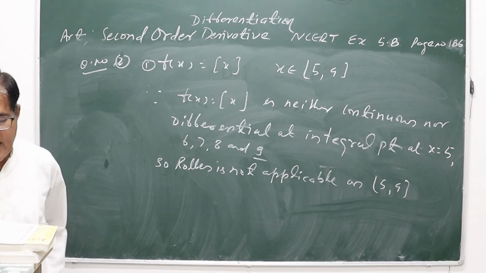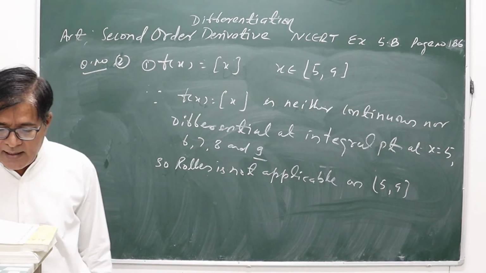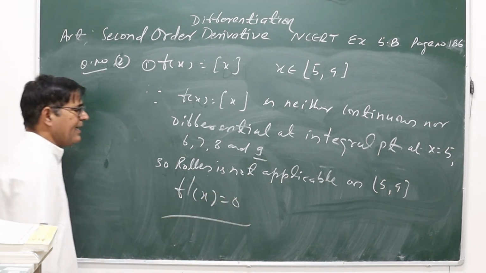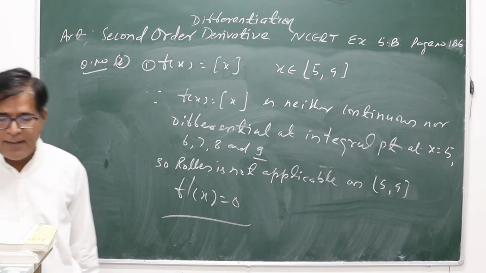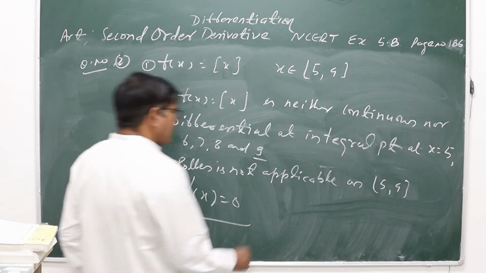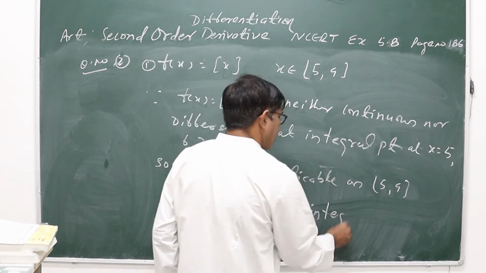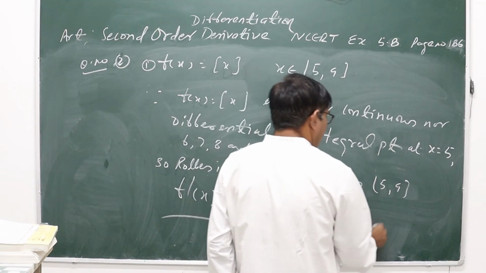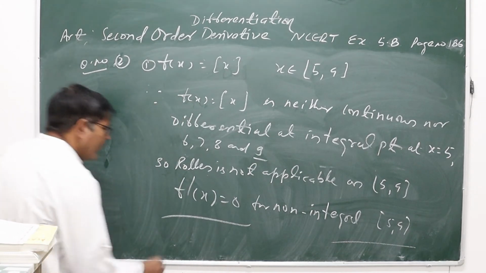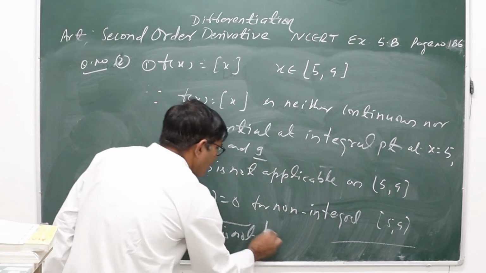Second thing, f dash x. अगर अपन फंक्शन का निकालते हैं तो f dash x जो है गिवन फंक्शन का जो पहला डेरिवेटिव है, f dash x किसके बराबर होगा? ग्रेटेस्ट इंटीजर फंक्शन का ऑन द गिवन इंटरवल f dash x क्या है? 0 है फॉर नॉन इंटीग्रल पॉइंट्स। f dash x 0 फॉर नॉन इंटीग्रल belongs to 5,9. Therefore converse is not true.